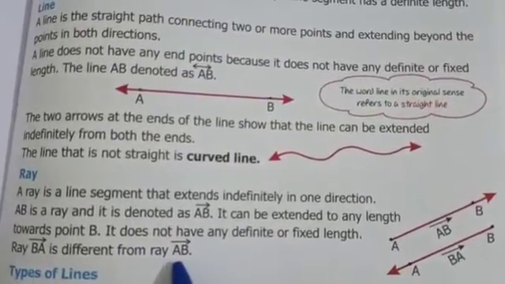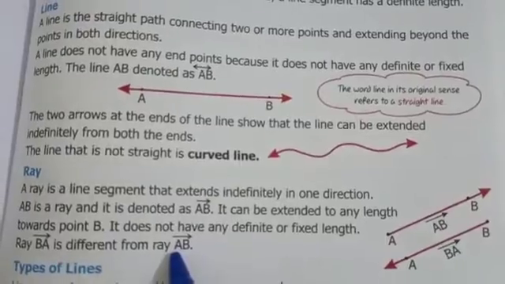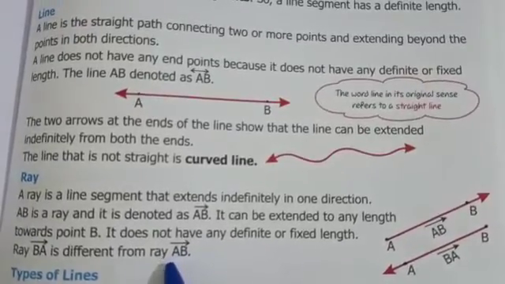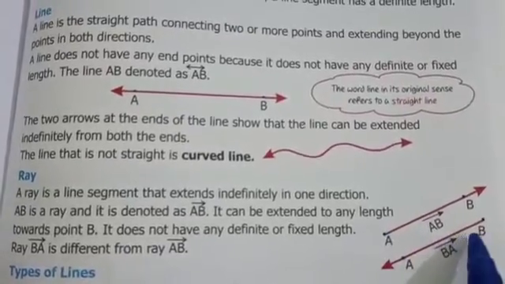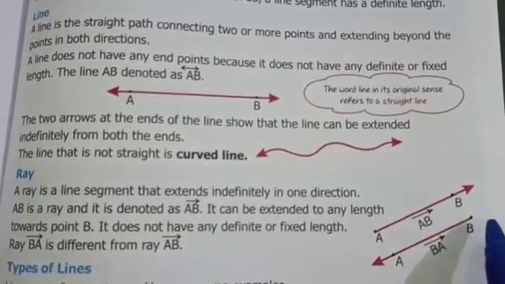We have to write first the letter from where the ray is starting. AB, because the starting point is A. Here BA, because the starting point is B.